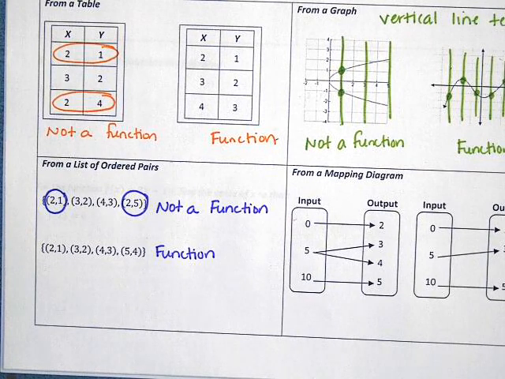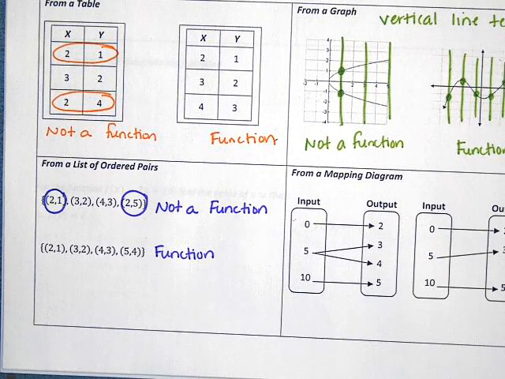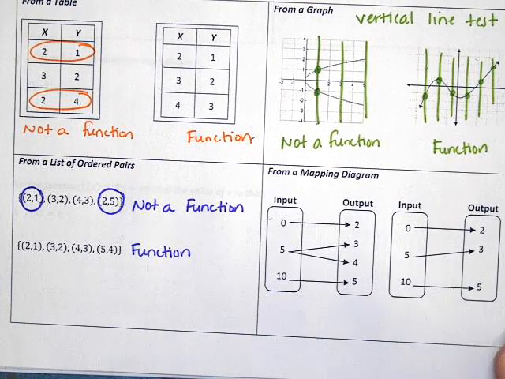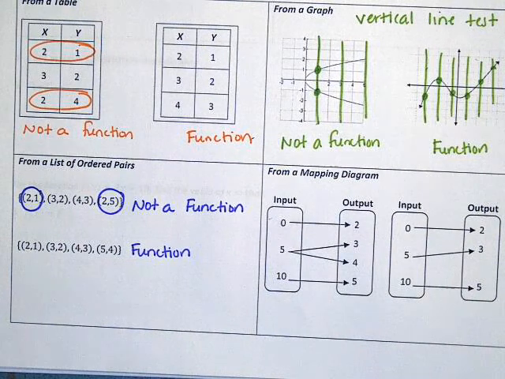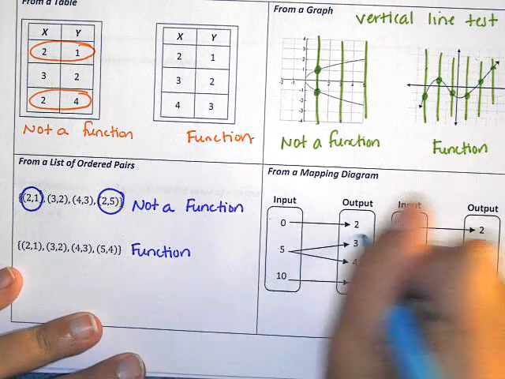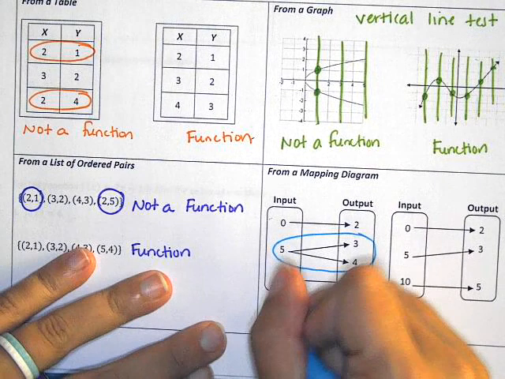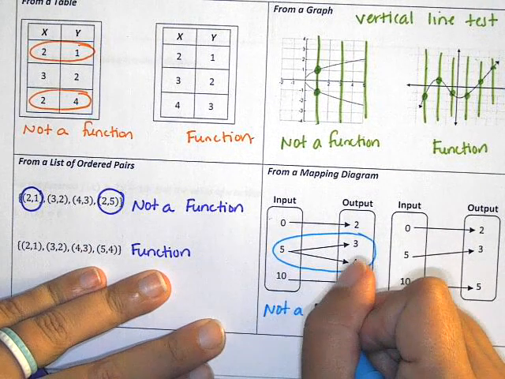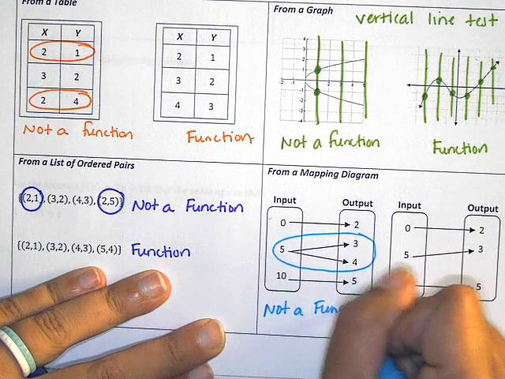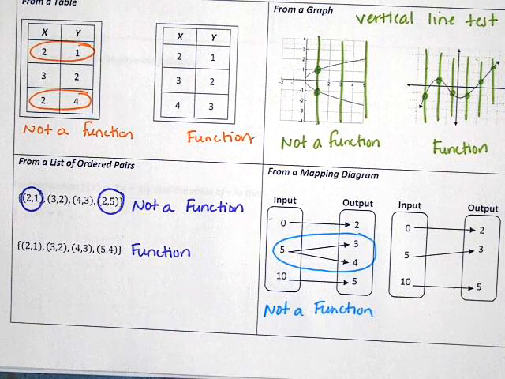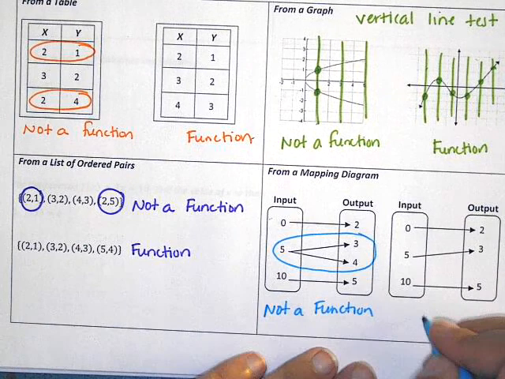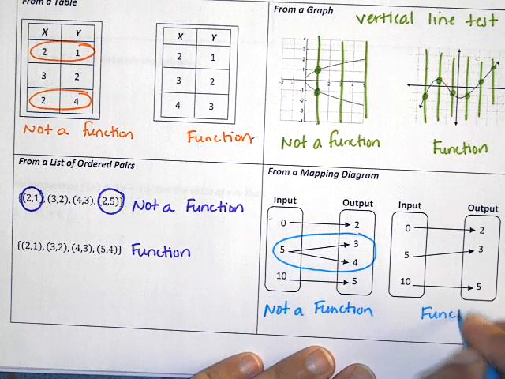Now the last thing I might do is give you a mapping diagram. It's basically like an XY table, but with arrows drawn between the numbers. In this first example here, 5 is trying to go to 3's party and 4's party. So we would say that that is not a function. In the next example, where everybody is only going to one party, we would say that that is a function.